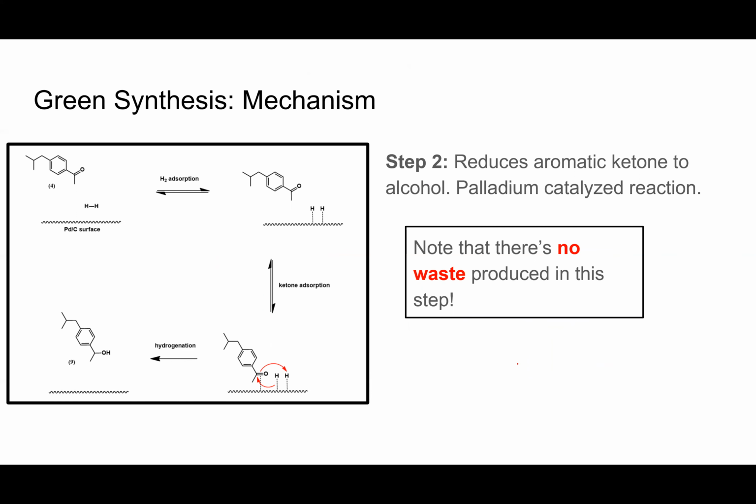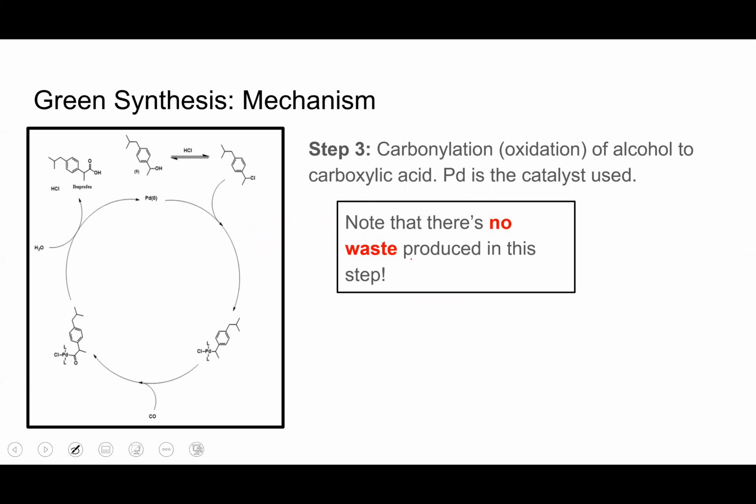Step 2 is the reduction reaction. This is a palladium catalyzed hydrogenation of an aromatic ketone to an alcohol. There is an activation of H2 by surface adsorption, which is facilitated by the palladium catalyst. The ketone adsorbs onto the palladium surface. The closeness of the ketone to the H2 facilitates hydrogenation, which gives the product 1,4-isobutylphenyl ethanol. No waste is generated in this step. Let's move to step 3.